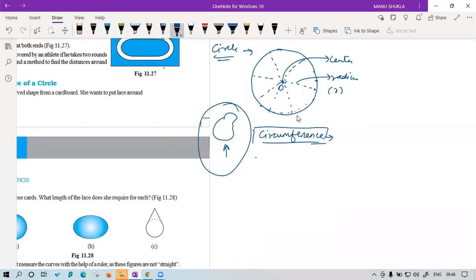Circumference is like perimeter. Circumference is like, Mokshita, if it is not that urgent, can you please wait for 5 more minutes? I will unmute you after that, okay?